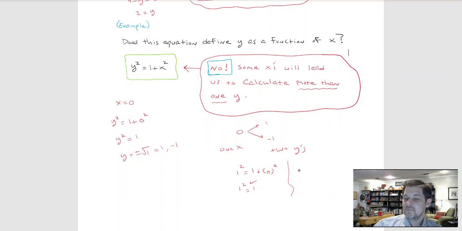On the other hand, if I plug in negative 1 for y and 0 for x, it still works, because what's negative 1 squared? What does it mean to square something? To square something, you multiply that number by itself. So negative 1 squared is negative 1 times negative 1, but that's positive 1. And over here, 1 plus 0 squared, well, 0 squared is 0, plus 1 is 1. It still works. So that's why when you solve for a square, you get plus or minus. It's also why in this particular equation, 1 x gets paired with 2 y's. Both of them work in the equation, and it's not a function.